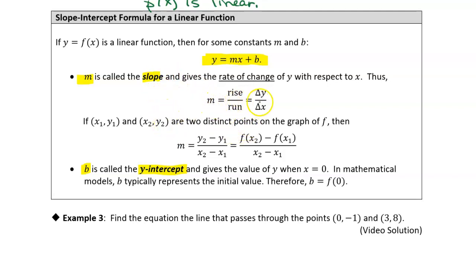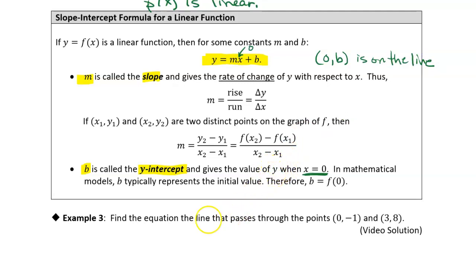Okay, so the slope is rise over run, delta y over delta x, and so it's the average rate of change of the function. And the y-intercept is the place where x equals 0, which makes sense because if I put in 0 for x, then I get y is b. So then I know that the point (0, b) is on the line.